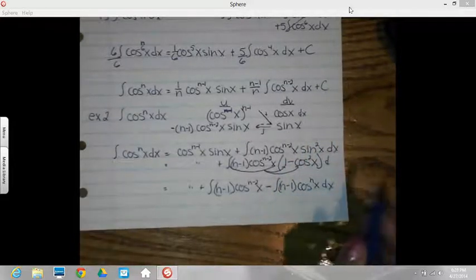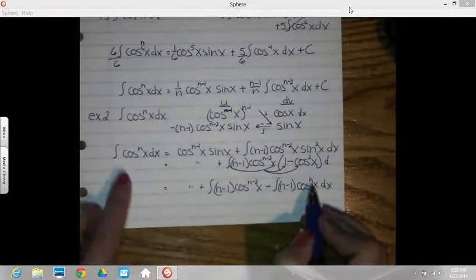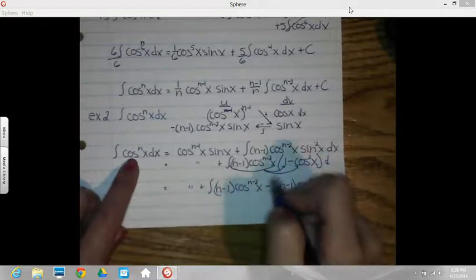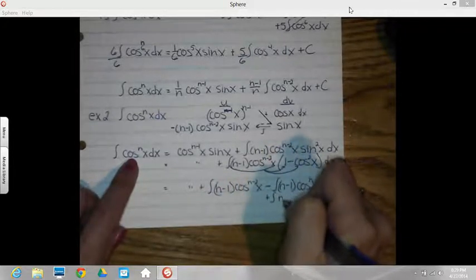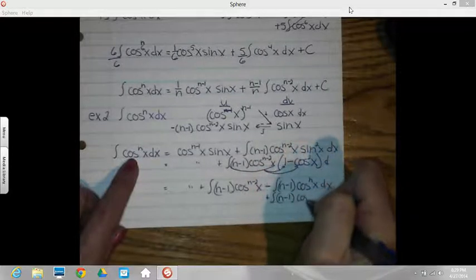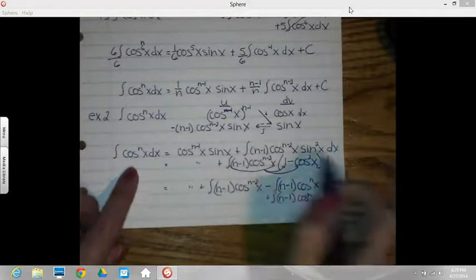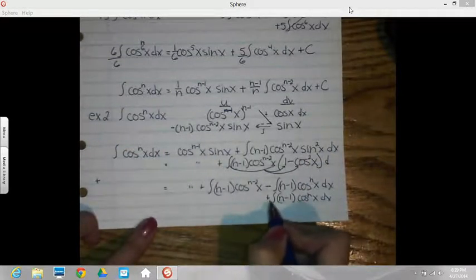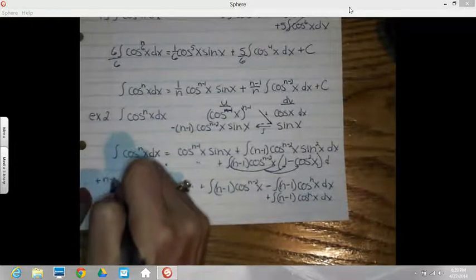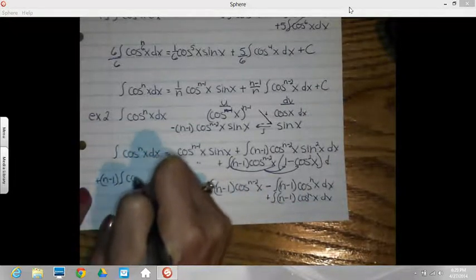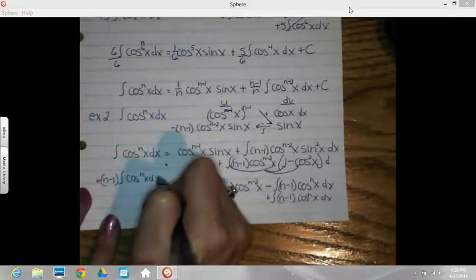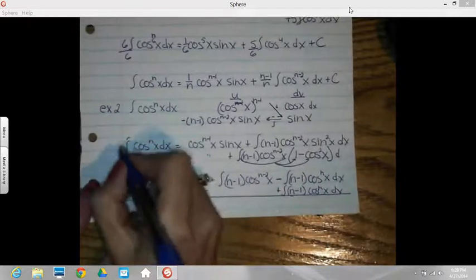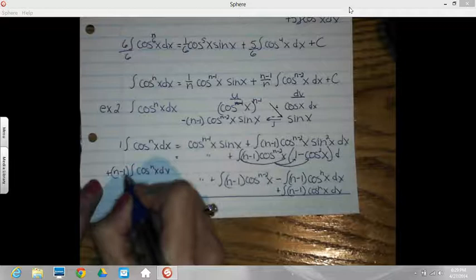Okay, now I can see, because this is a power of n, just n, it matches my original. So I can add n minus 1 integrals to the other side. So I'm going to add, and remember how many of them I have is this n minus 1, because that's a constant that can be out in front of the parentheses. Okay. So think of this as one of these again, plus n minus 1 of these. The ones cancel, I'm left with n.